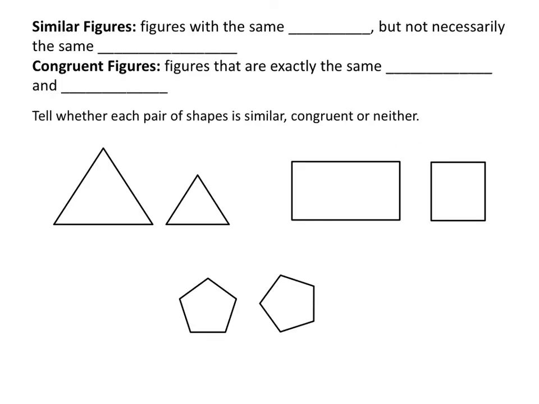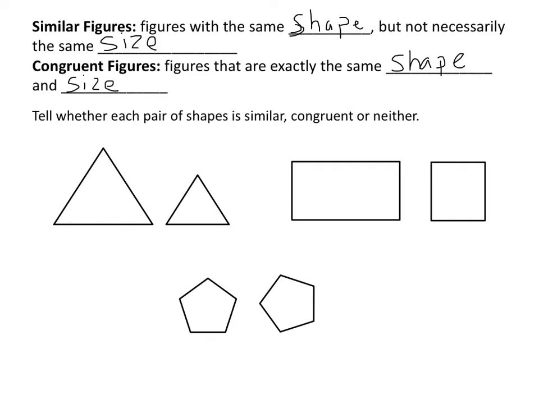So similar figures are figures with the same shape, but not necessarily the same size. So they look alike, but they're not the same size. Congruent figures are figures that are exactly the same shape and same size.